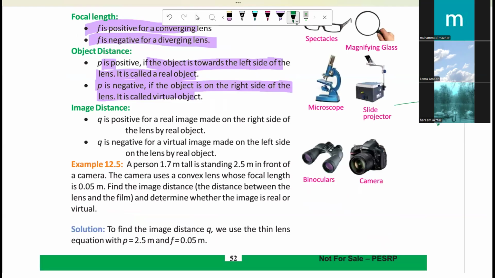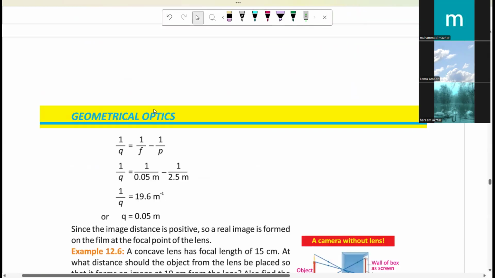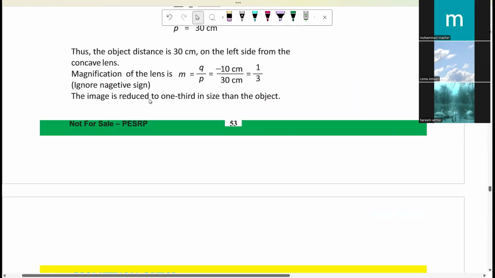This is the lens principal axis. If the object is placed to the left of the lens, the object distance would be positive. If it's placed to the right, it would be negative. So this is the left placement, this is the right placement, and the opposite goes for the image formation. It would be positive when it's formed on the right hand side, and negative when it's formed on the same side of the object. Then we have an example. You guys could review it on your own.